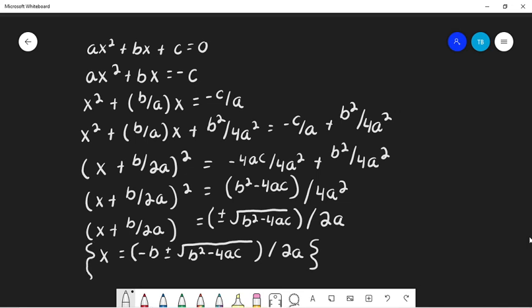Here is the quadratic formula, which we have all come to know and love.